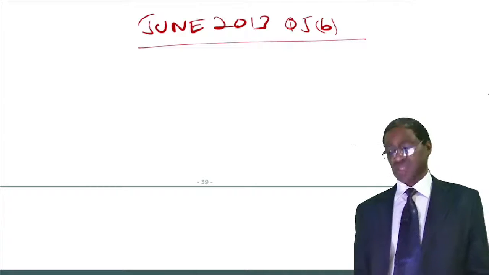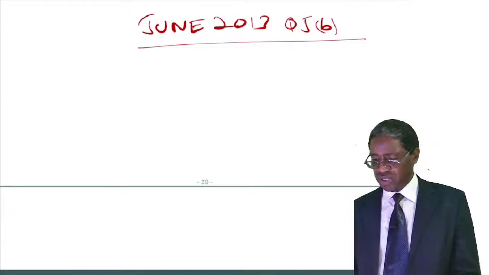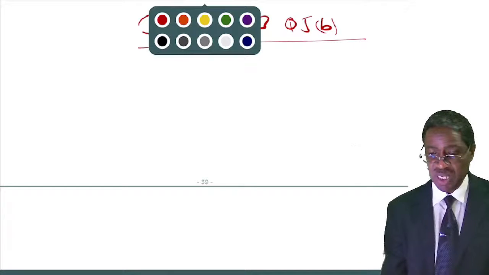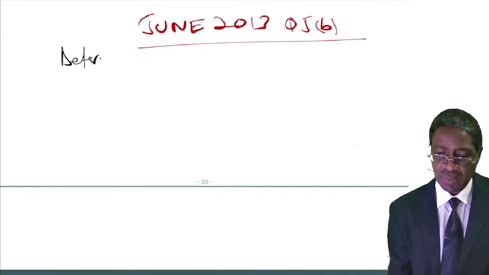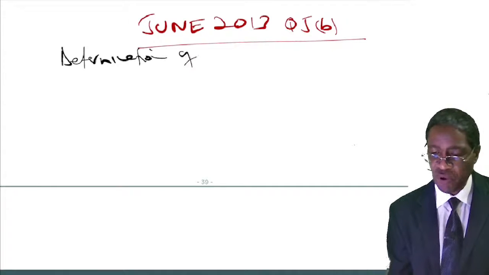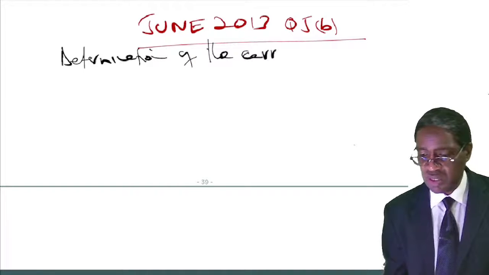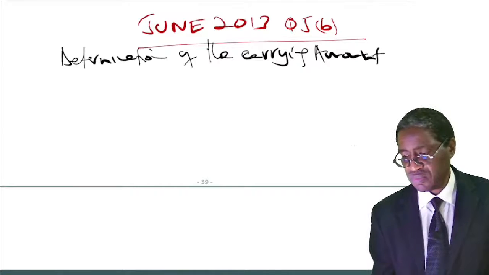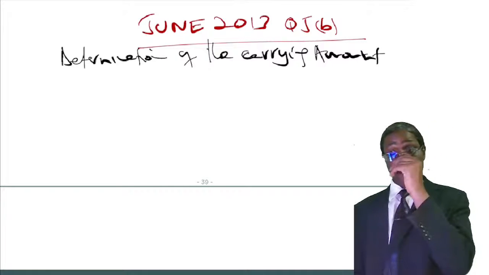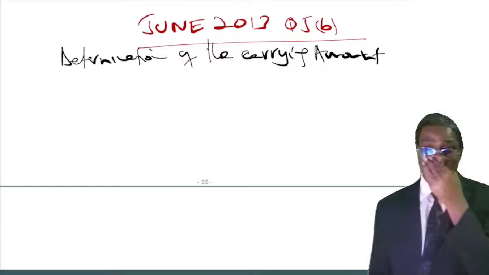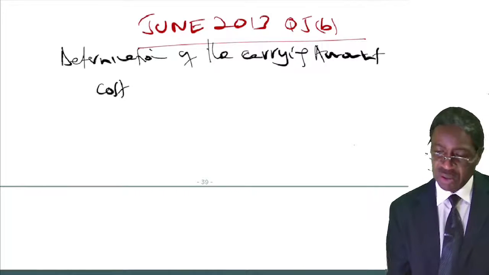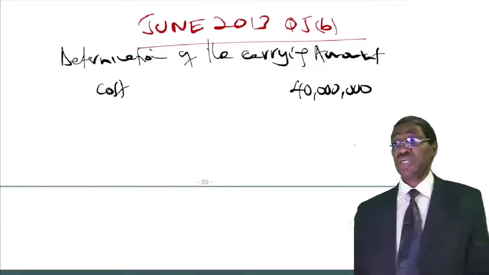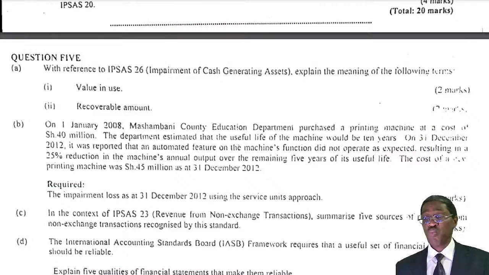Okay. So first, again, you hope you remember, we said you get what we are calling the carrying amount. So let's write somewhere, determination of the carrying amount. We take the cost of the machine. We were told originally it cost, I think, 40 million. Let me confirm. Yes.